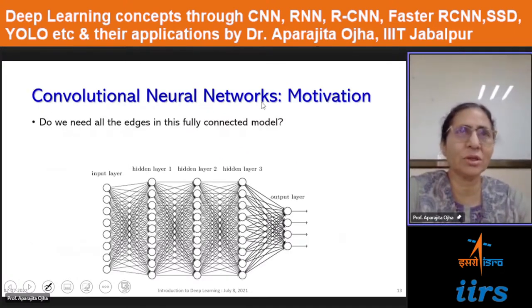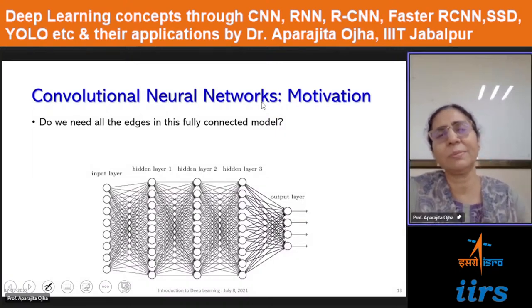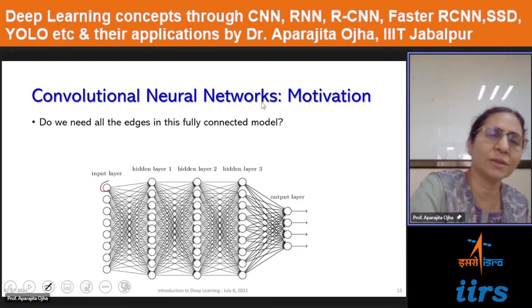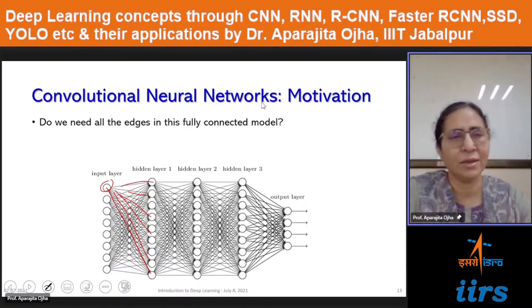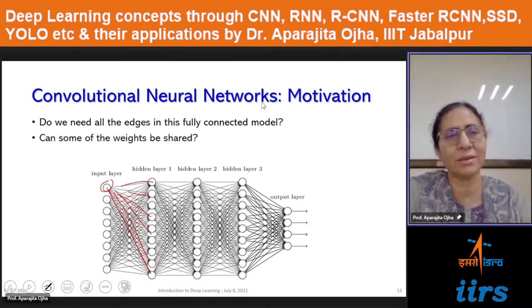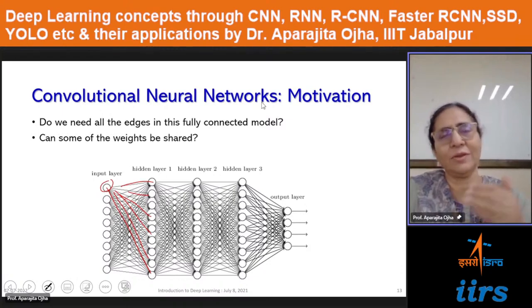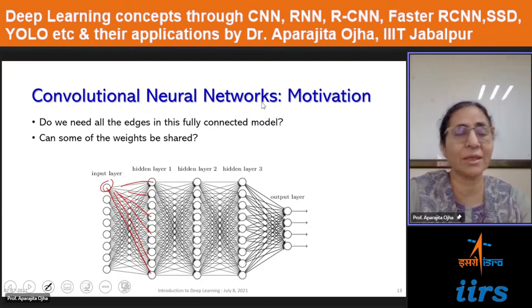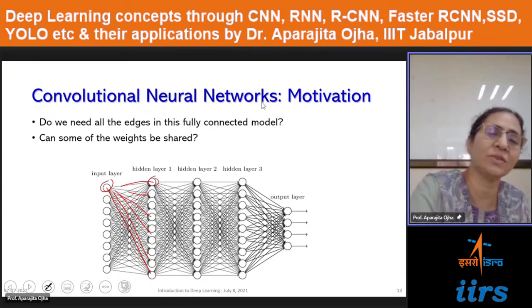So when we talk about convolutional neural network, you know that in the multi-layer perceptron, every neuron here is sending information to all the neurons in the next layer. But the question is, do we need actually these edges, all these information to be propagated to every single neuron in the next layer? Is it really required? Can some of the weights be shared? Like, you know that when this neuron is receiving information, it assigns different weights to different inputs.